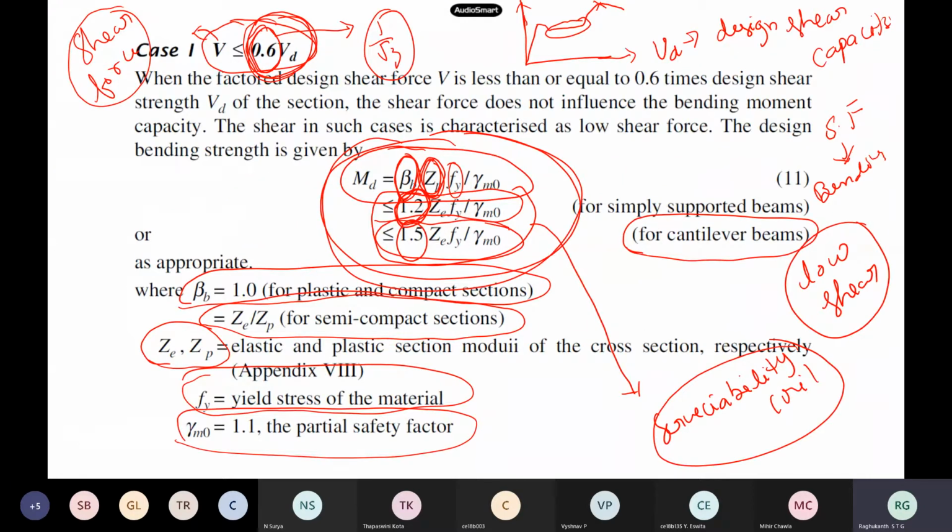Now when the applied shear force is less than 0.6 times Vd, this is a low shear. Here is a simple expression which comes from your simple bending formula, M by I, F by I. Z into Fy by gamma m0, partial safety factors, and beta b. If it is 1, it depends on the section classification. If it is this type of section, you should use 1. Other things as Ze by Zp, like that, you have to use these expressions. And of course yield stress and partial safety factors are there. And then we also have a criteria, 1.2 times Ze Fy by gamma m0, 1.5 Ze also.